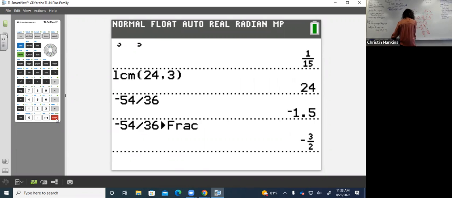If I were reducing this one by hand, I would have started with 9, because I do see the 9. And I would have gotten 6 over 4. And then I would have hopefully seen that would reduce further. So this is just by hand: 3 halves.